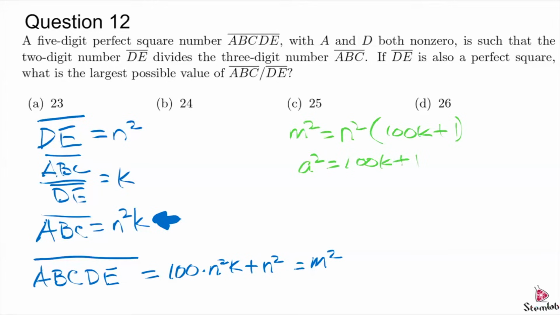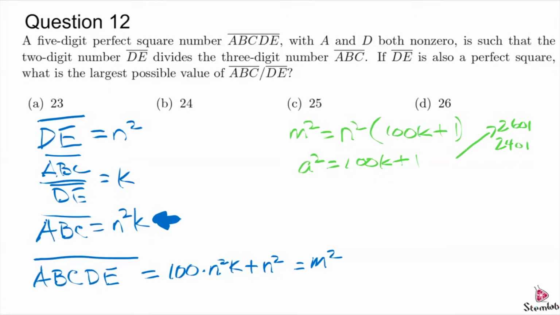At this point, you can actually make the choices work for you, and you will find that both 2601 and 2401 are perfect squares. And since we're looking for the largest possible value of ABC over DE, then K equals 26 is the answer. But I want to push it a little further into saying, what would you do if this was a short answer question and you couldn't just try the choices?